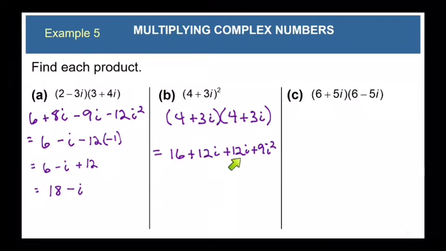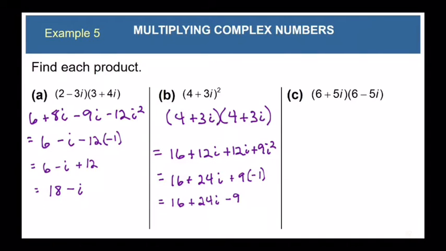So we'll combine terms here and we'll change our i squared to negative 1. We'll have 16 plus 24i, and then plus 9i squared makes 9 times negative 1. And let's combine our negative 9 with our positive 16 here. And 16 minus 9 is going to be 7. And then we've got our plus 24i.